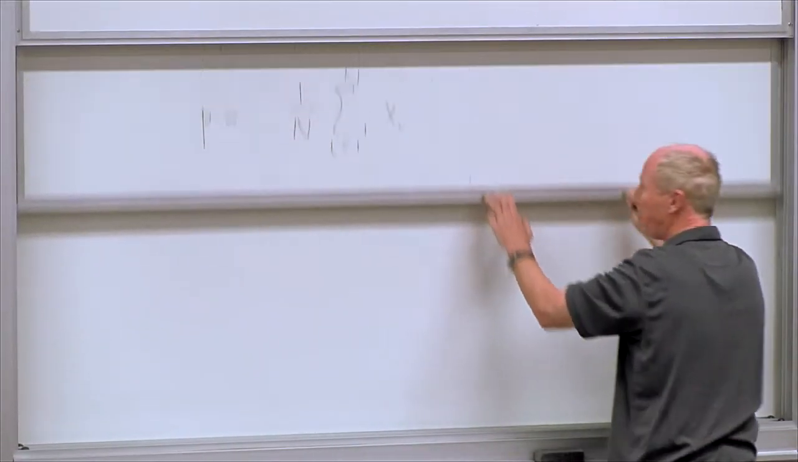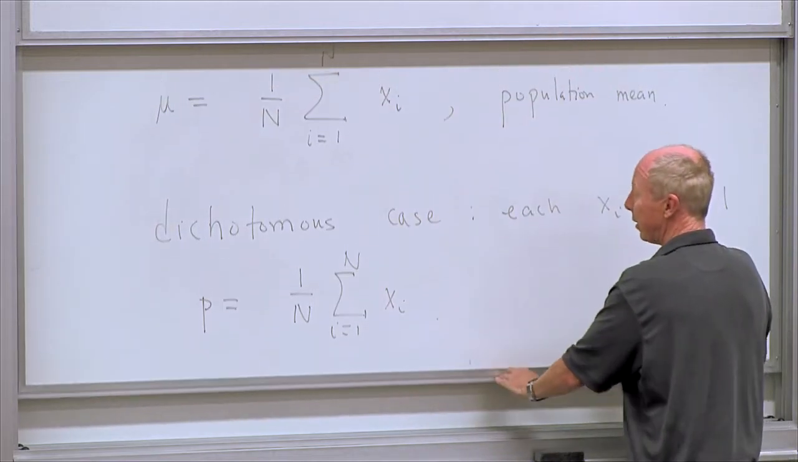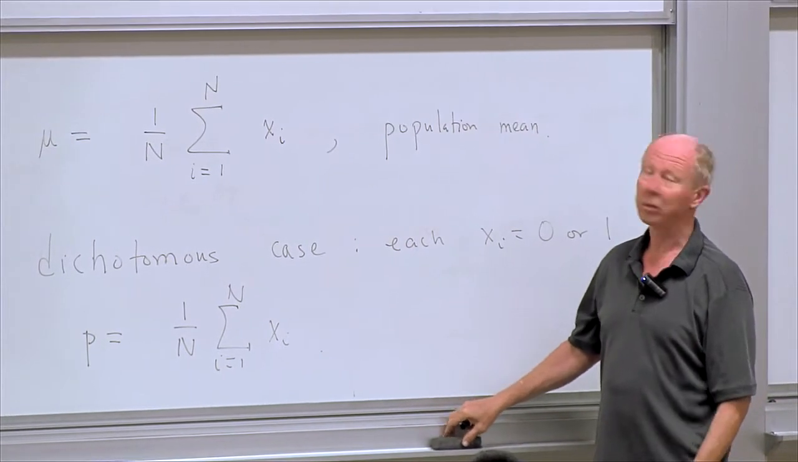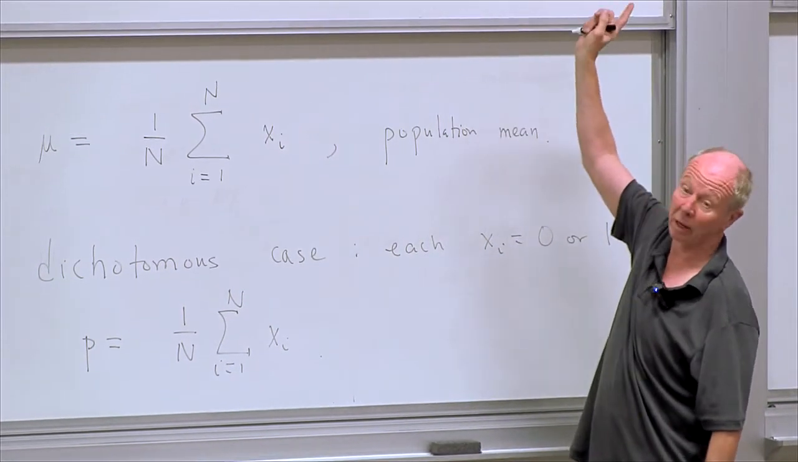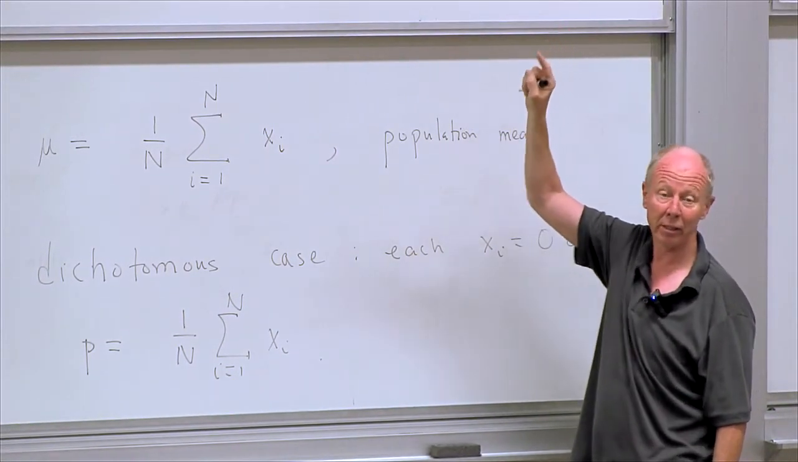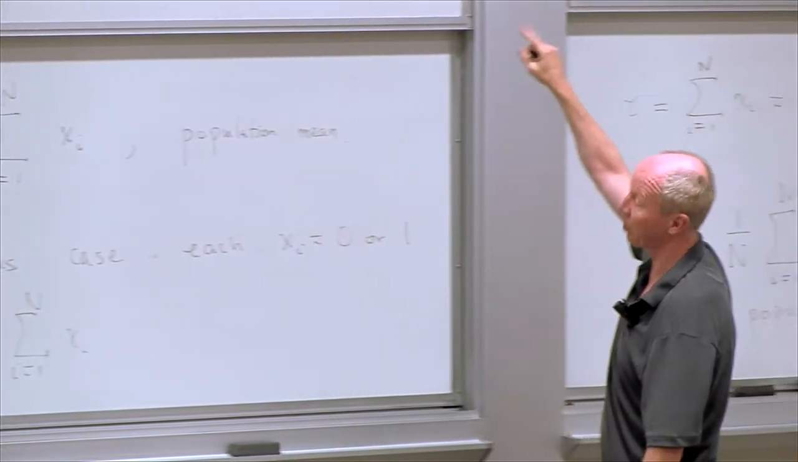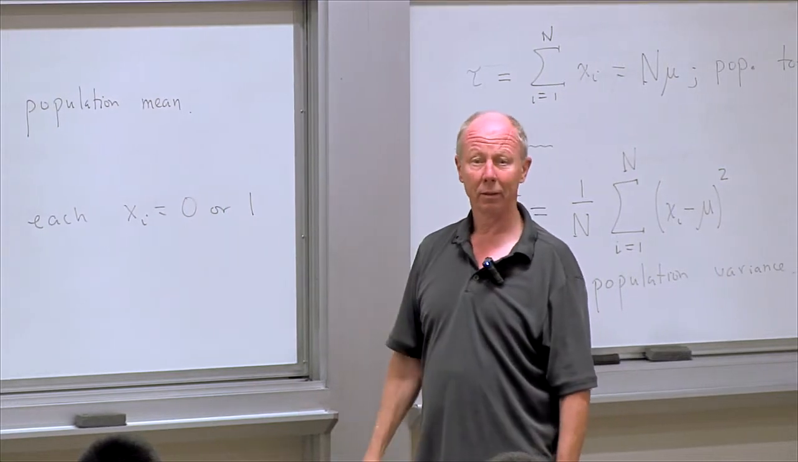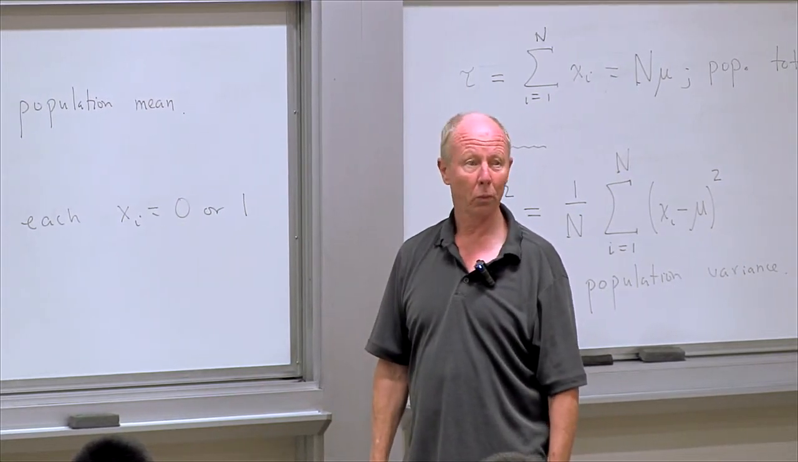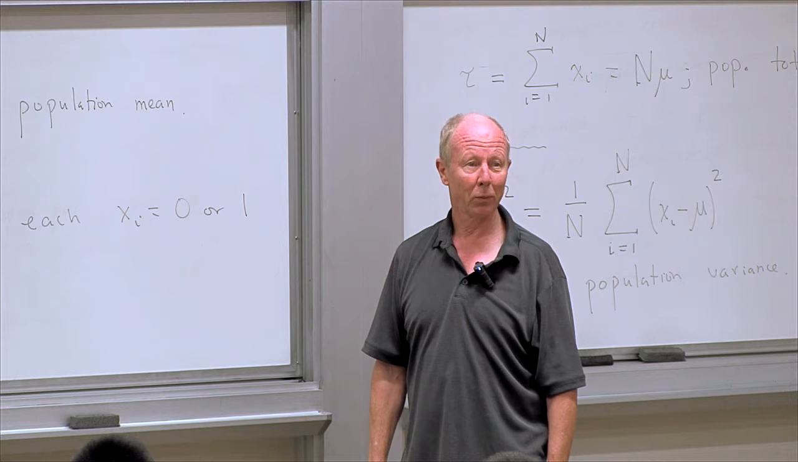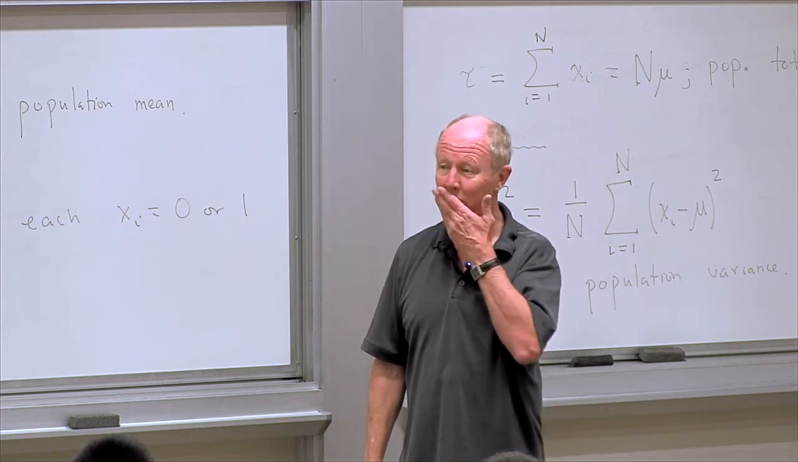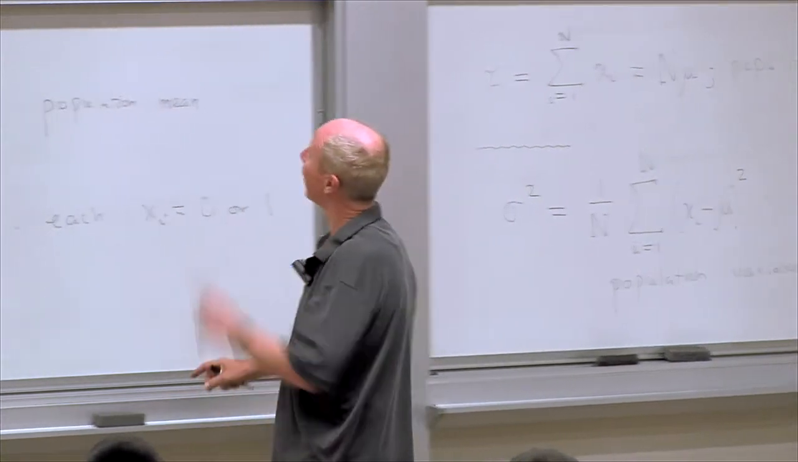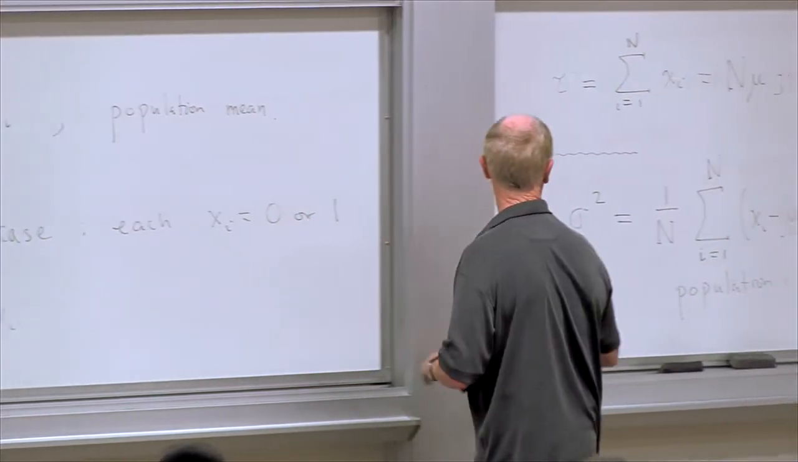Now, in this example of the heights, we could compute this number, right? Add up all those numbers and divide by the population size. And the population size here is how many numbers are on that list? Twenty-five? So in that example, capital N is 25.